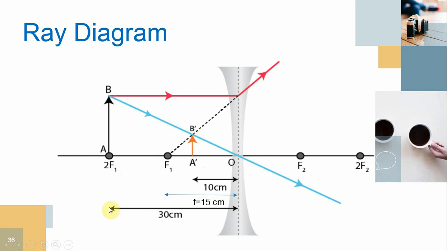The object distance is 30 centimeter. That means U is equal to 30 centimeter, and the focal length is 15 centimeter, and we get the value of V is equal to 10 centimeter. This is the image distance. The distance between the image and the optical center is called the image distance. The distance between the focus and the optical center is called the focal length. The distance between the object and the optical center is the object distance.